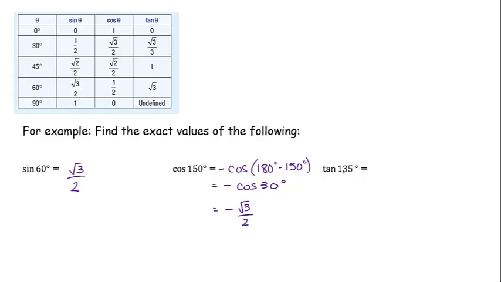Okay, tan of 135 degrees. Again, tan is negative in that second quadrant. So to work out the tan of 135 degrees, we need to look at the negative tan of 45 degrees. So tan of 45 degrees is 1. So that means the tan of 135 degrees is negative 1. Okay, so you can go ahead now and try the rest of the exercises from chapter 4F.